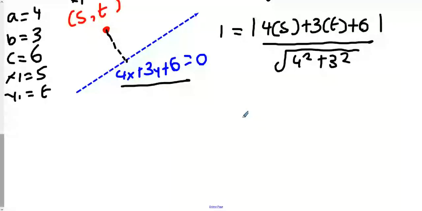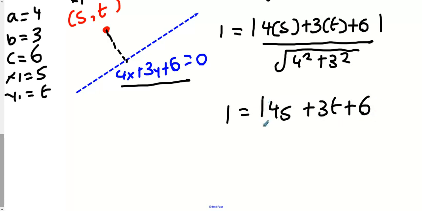Then we're going to get 1 equals 4s plus 3t plus 6, all over the square root of 25, which is 5. My s's look a lot like 5s, so I have to make sure that I make the s a lot smaller so I don't get mixed up.